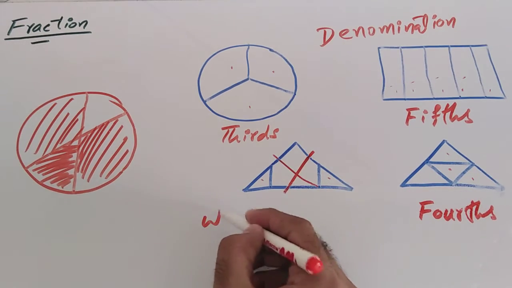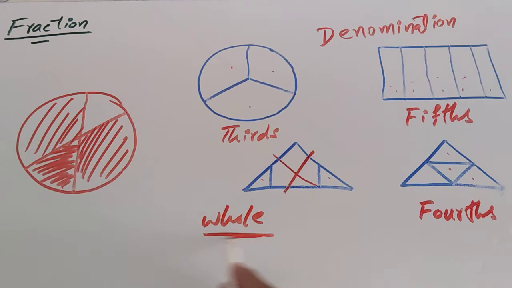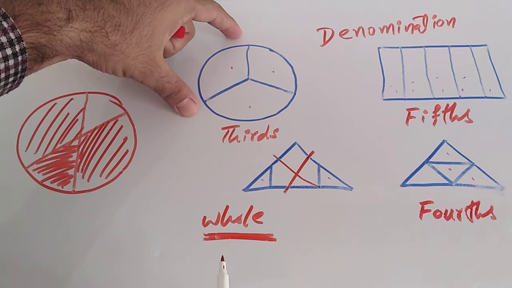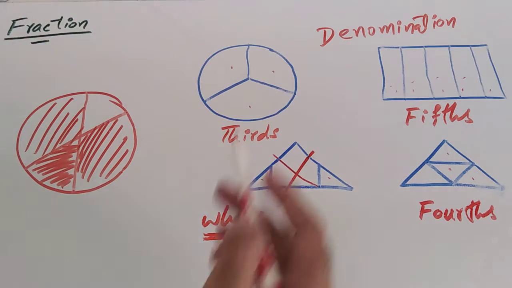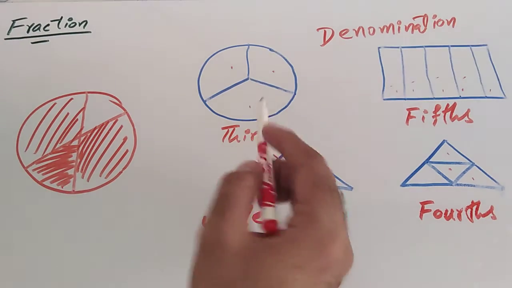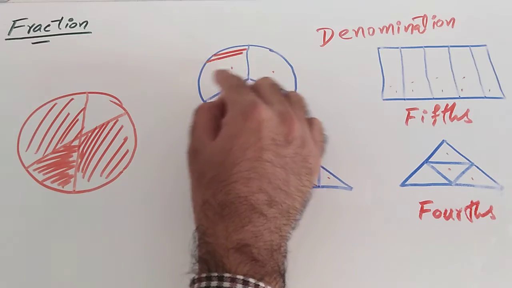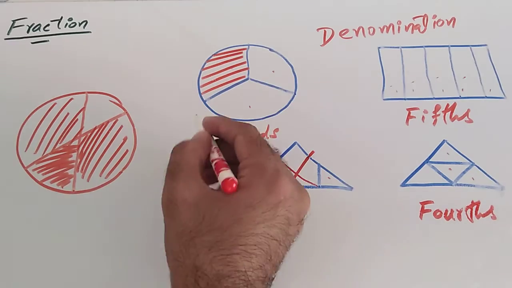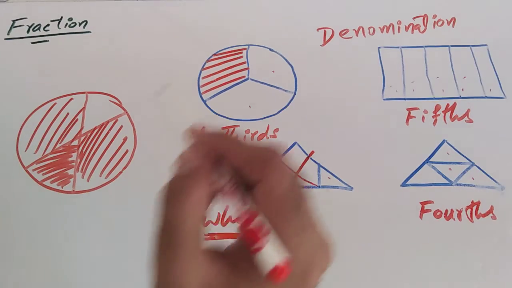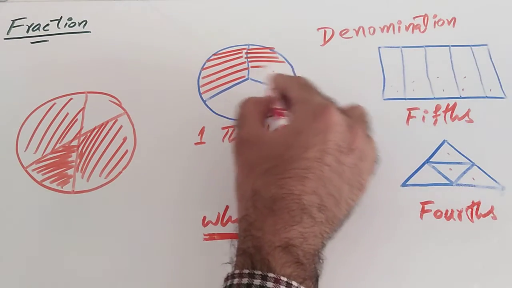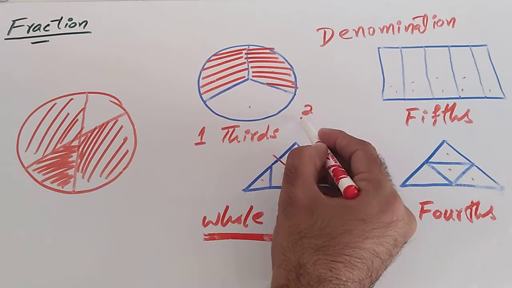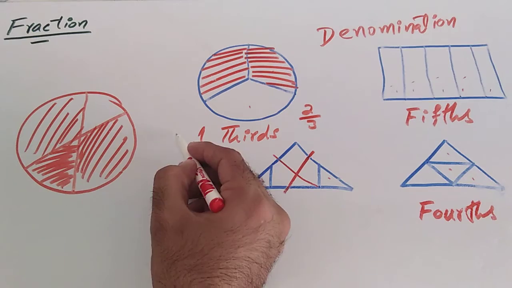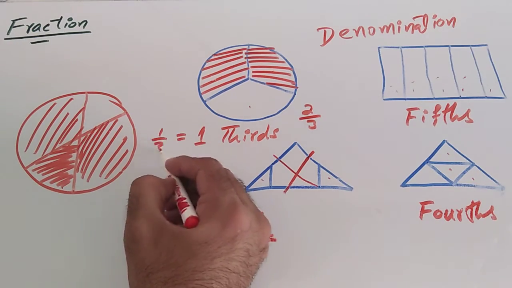The whole means what is the total. So if you talk about this one, there are 3 total pieces. If you shade in just one part of this shape, this will be 1/3. If you shade 2 parts, this will be 2/3, or you can also say 2 out of 3 parts. This also means 1 part is shaded out of 3 parts.